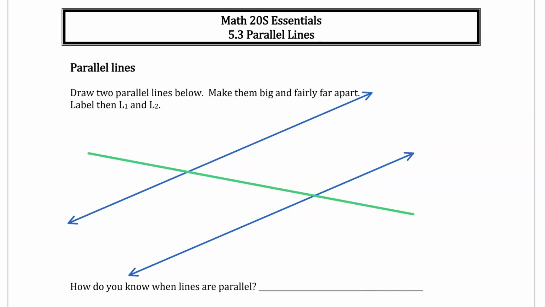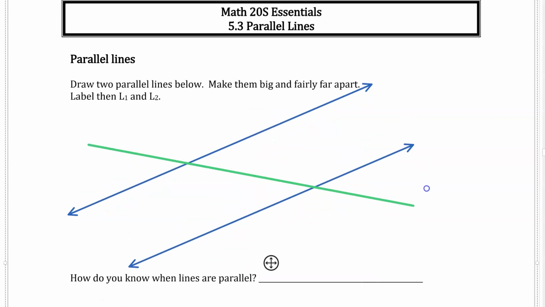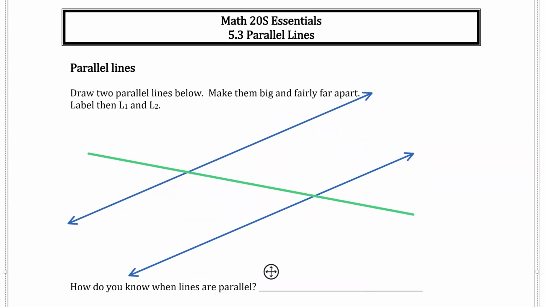And welcome to lesson 5.3, and we're talking about parallel lines here. And the first thing it says is to draw two parallel lines below, make them big and fairly far apart. So those are my lines in blue that I wrote already, and it says label them L1 and L2. So I'll just write that in, L1 and L2.